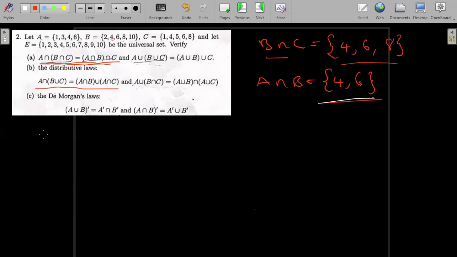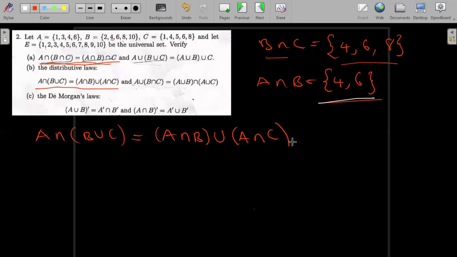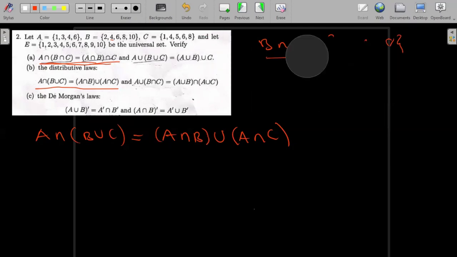And the first part of B, where we are verifying that A intersect B union C. When I intersect A with B union C, it will be the same as finding first A intersect B, then uniting it and bringing all the elements together with A intersect C. So I have to check that this is the same. So I already have my A, and what is my B union C? So here, let me write this down this side.